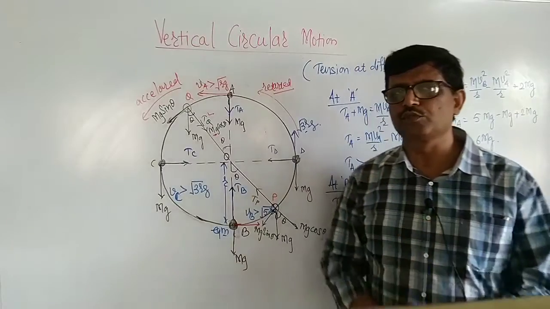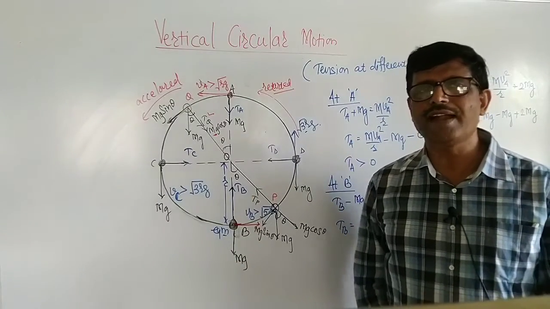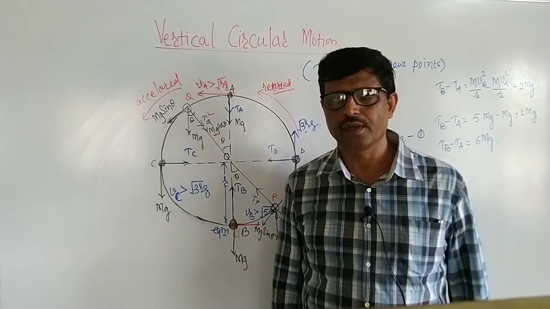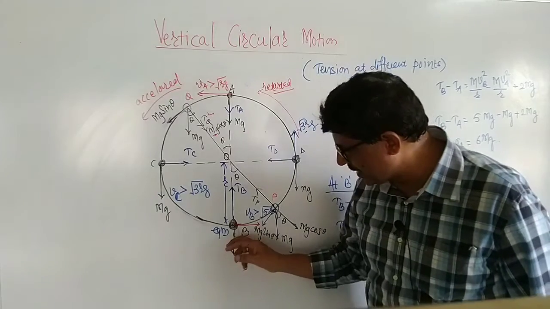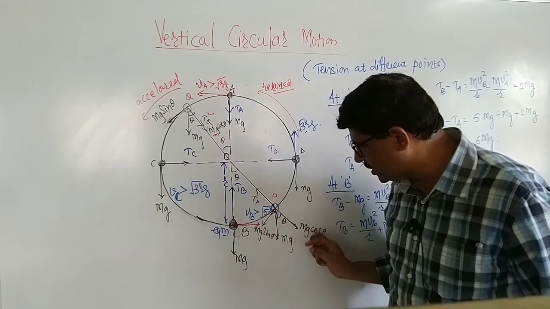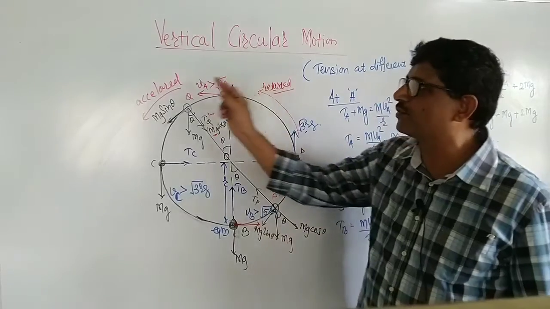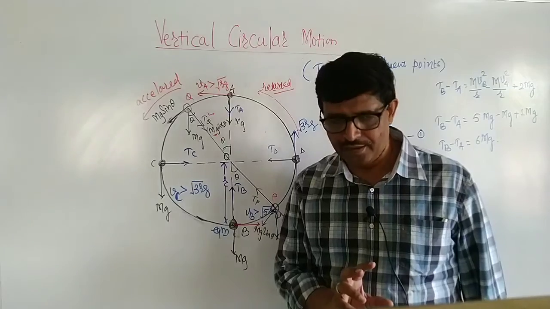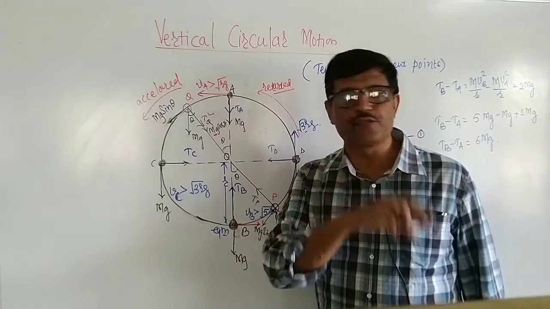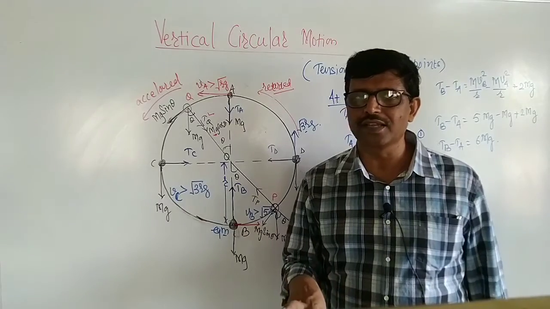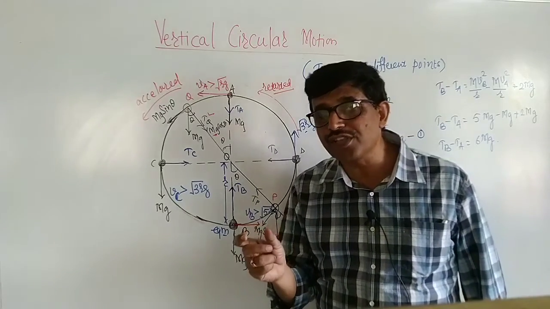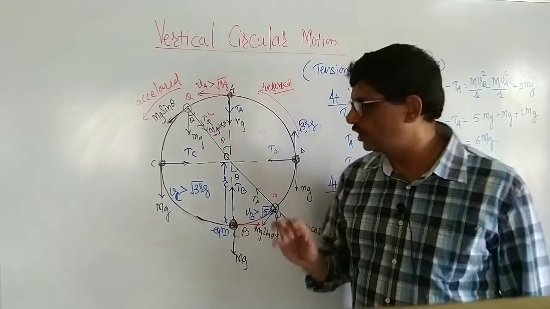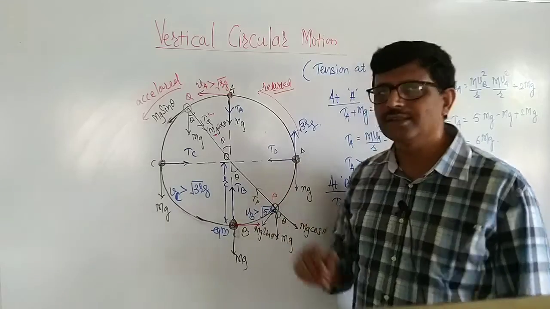In vertical circular motion, the required centripetal force is provided by tension in the string. The tension is affected by the component mg cos theta, therefore tension at different points will be different. Here we will see what the minimum tension is at different points in vertical circular motion, and what the difference of tension is at the top and bottom, and at the bottom and the horizontal position.